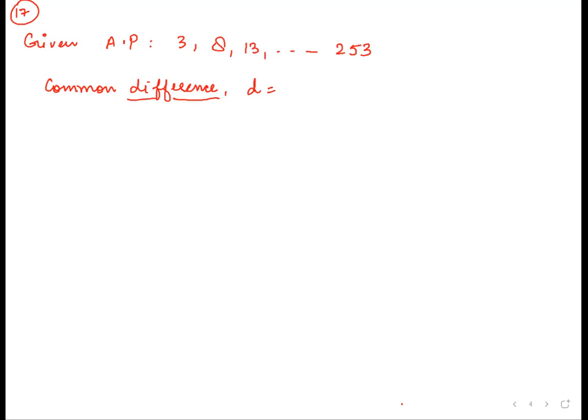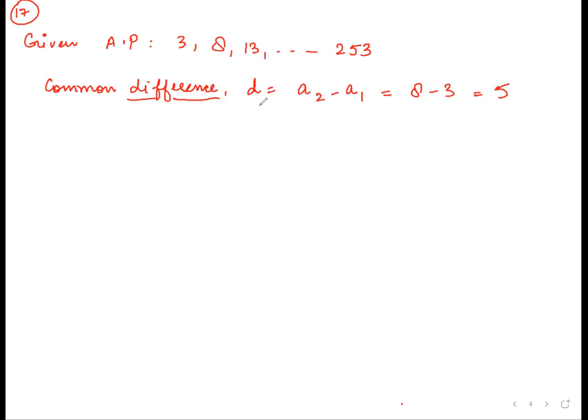5. Yes, 5, right. So D, you can subtract any two terms, A2 minus A1, which will be 8 minus 3, which is equal to 5. Okay. Now D is 5, right? So you have to find the 20th term from the last, right? How will you do it?